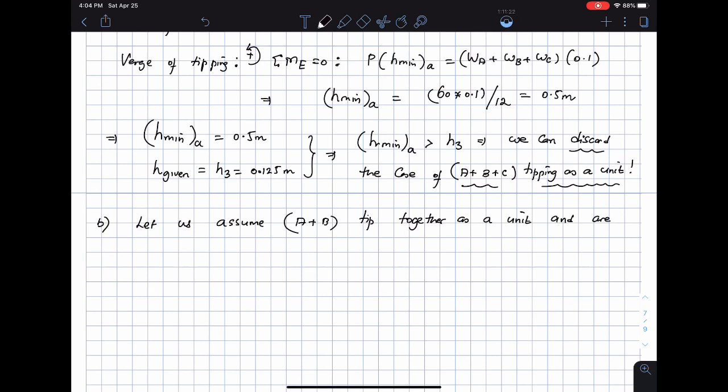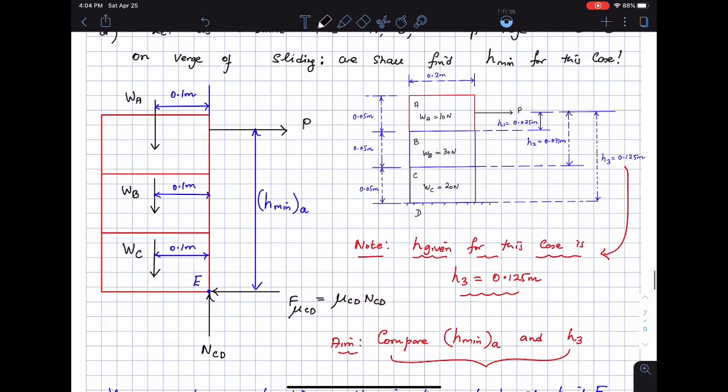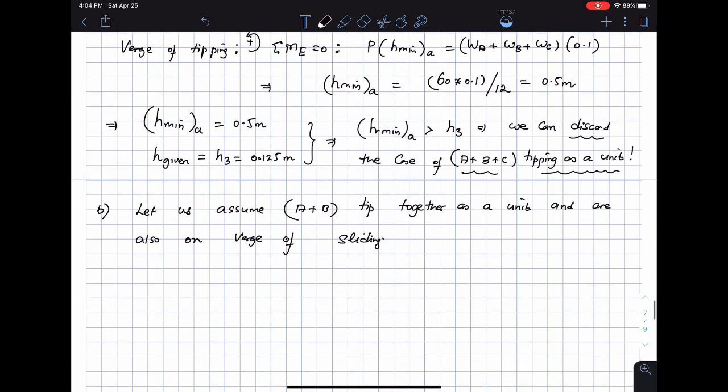And are also on the verge of sliding. Like we did in the previous case, we are going to say, then we will find the H minimum for this case. This is the next step for us. We shall find the H minimum for this case. And I'm starting off with the free body diagram of A and B together as a unit.